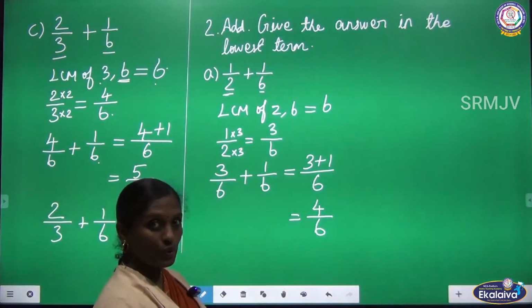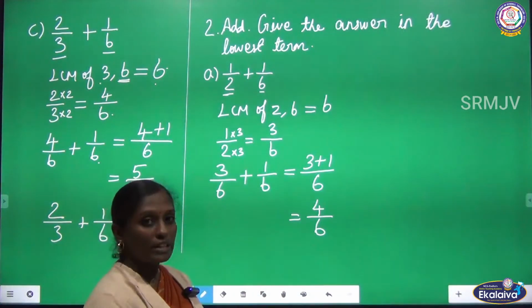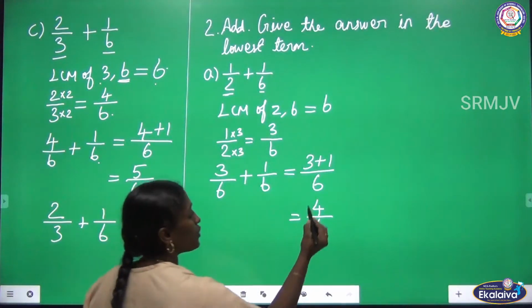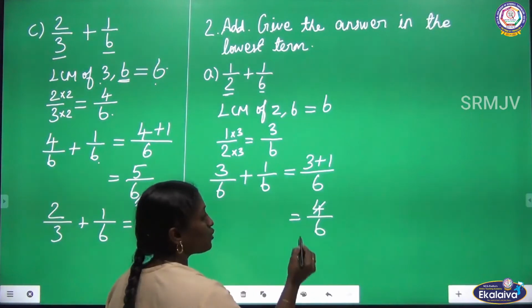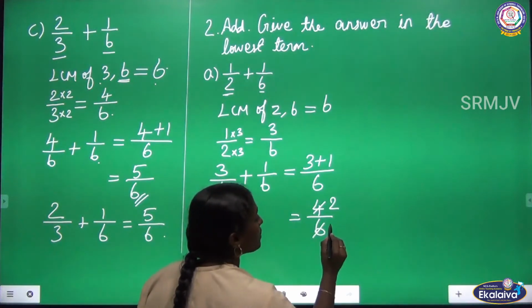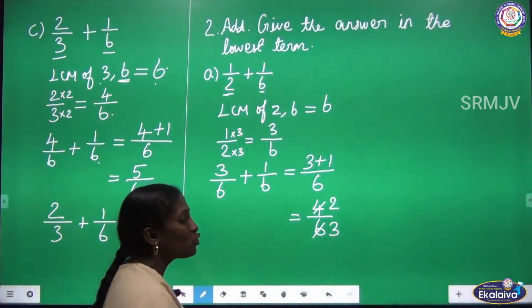Here we have to reduce the answer to the lowest term. 4 and 6 are even numbers, so these two numbers are divisible by 2. So I am going to reduce the numbers by the 2 table. In the 2 table, 2 times 4. In the 2 table, 3 times 6. Okay. Here now we got 2 by 3.